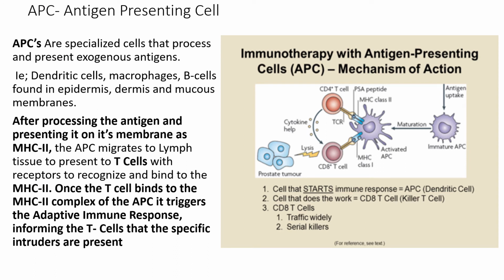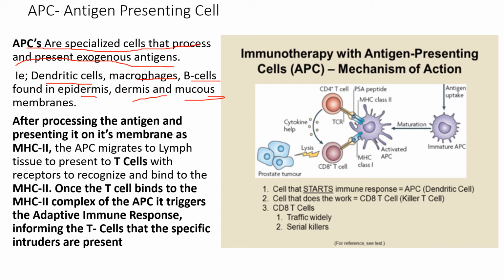Here's another discussion about antigen-presenting cells. There are specialized cells that process and present exogenous antigens. They could be a dendritic cell like we talked about, a macrophage, or a B cell. They could be found in your epidermis, your dermis, your mucous membranes. So as someone coughs on you, it goes into your nasal mucous membrane, and you have these cells living in the mucous membrane. And then they're going to take that protein from that antigen.